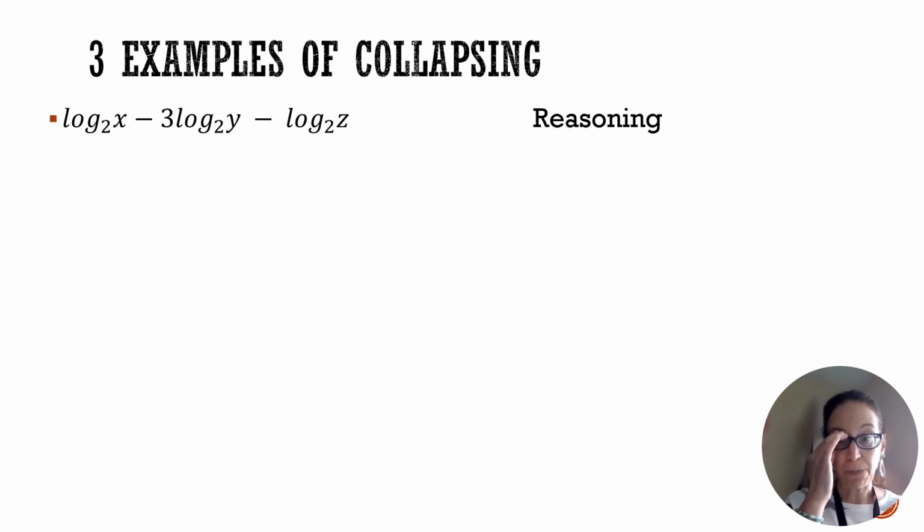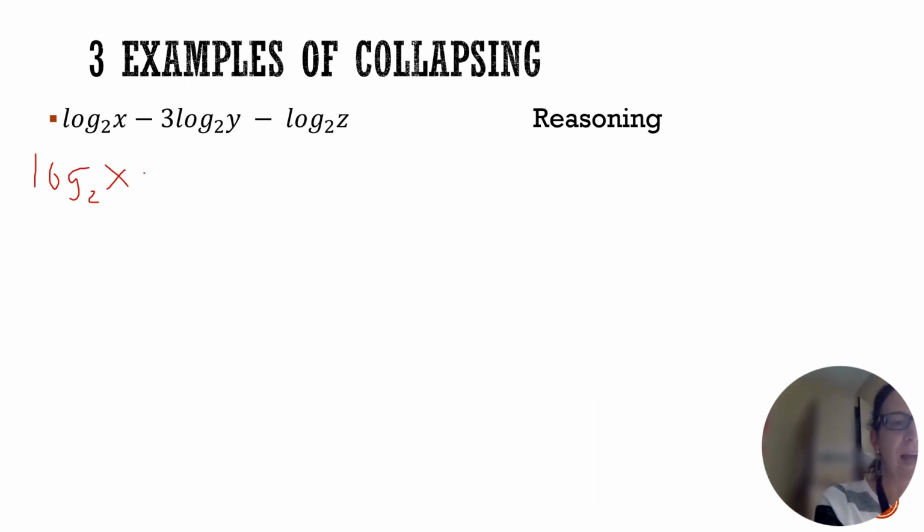Now this one, you see there's a spot on the side there for reasoning, which means something weird is probably going to happen. Now with this one, we can actually do this a couple different ways too. Most of you though are probably going to start with that 3, and you're going to move that 3 into the exponent on the y. So your next line would be log base 2 of x minus log base 2 of y to the third, and then we'd have log base 2 of z.